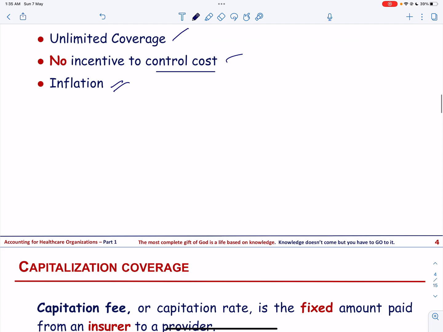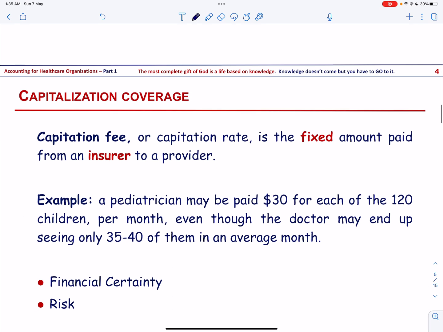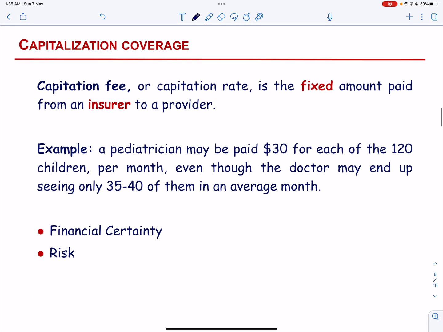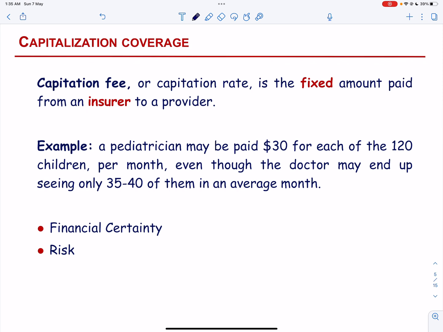So let us talk about capitation coverage, which is a prepaid fee. Capitation fees or capitation rate is the fixed amount paid from an insurer to a provider. This is the amount that is paid generally on a monthly basis to cover the cost of the services performed for a patient. Capitation fees can be lower in higher population areas.